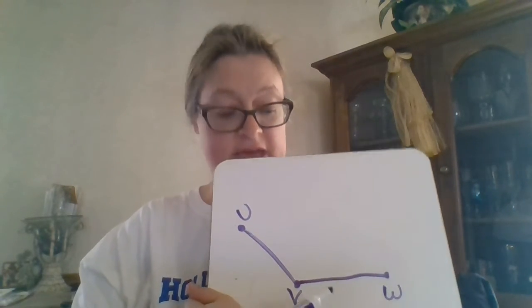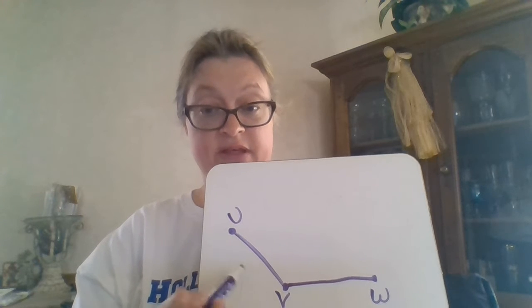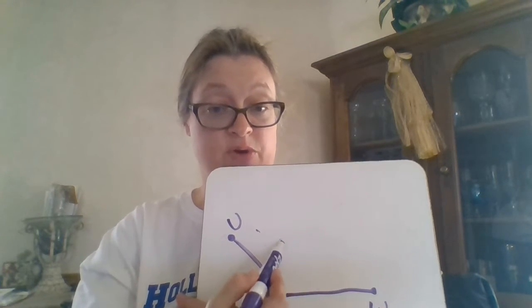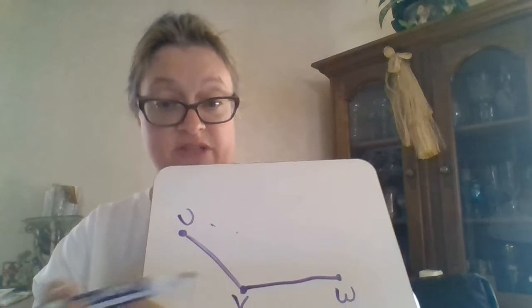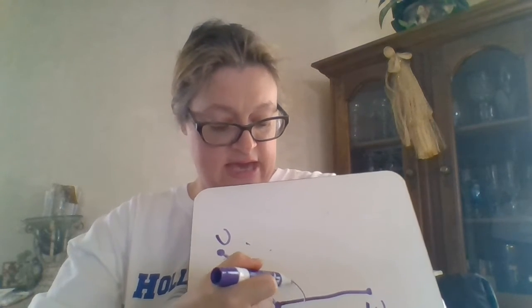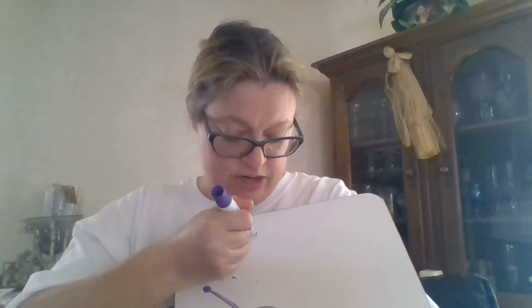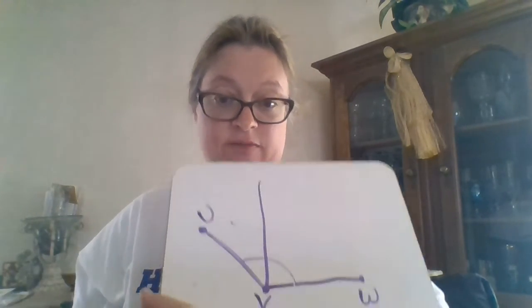So I'm going to go U, V, W. Okay, I got my V at my vertex, W and U. Remember, I could switch these around. I could put W up here and U over here. It doesn't matter as long as the V is in the middle. And we can see that is bigger than 90 degrees, because 90 degrees would be straight up and down like that, right?